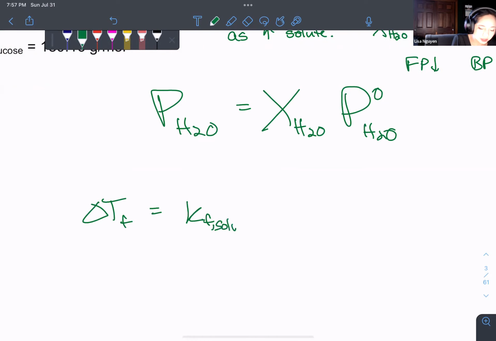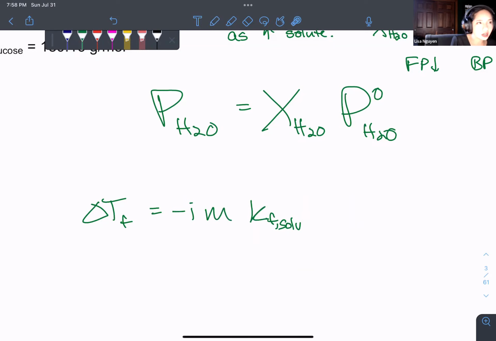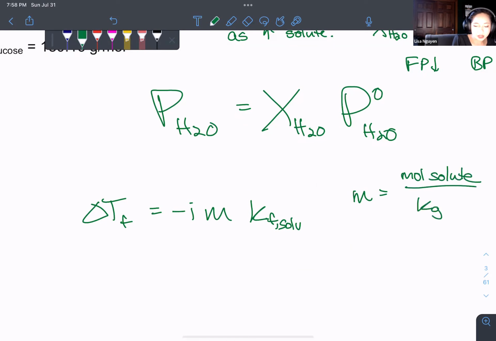So if we look at freezing point temperature, the change in freezing point temperature equals negative i times m times the freezing point constant, which is typically given for that solvent. So the idea here is that it depends on how much solute is present in your solution, where m, molality, equals moles of your solute over kilograms of your solvent.